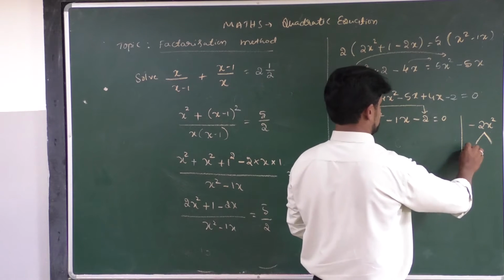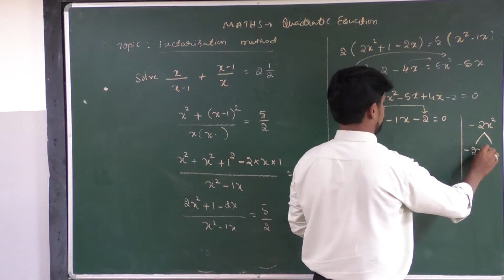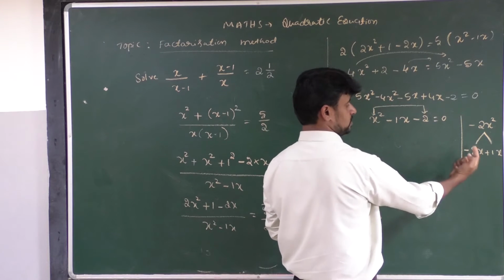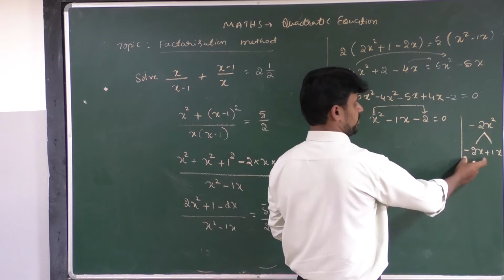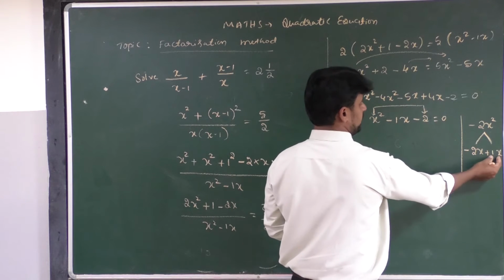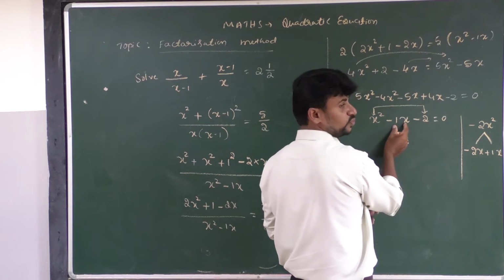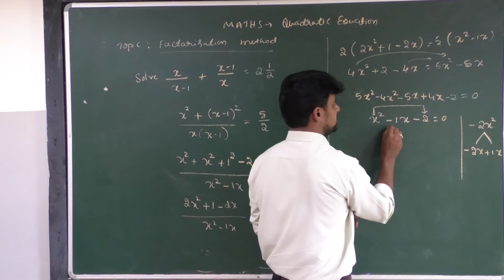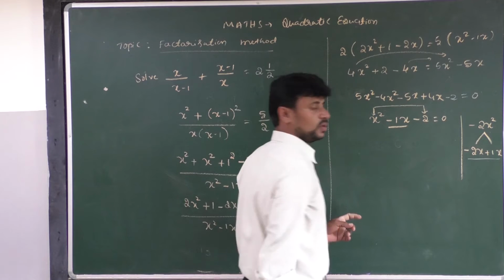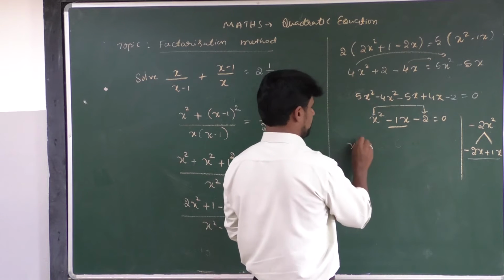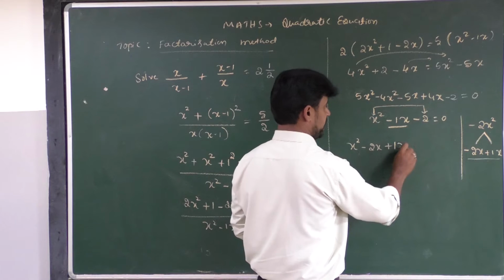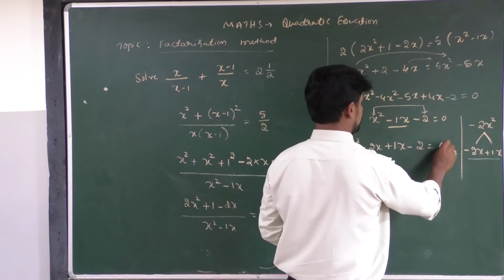2 1s is best. Okay, 2x plus 1x, plus into minus, minus, 2 1s are 2, x into x, x square. If you multiply these two, you will get minus 2x square. If you subtract 1x from minus 2x, you will get minus 1x. So you have to replace this minus 1x by minus 2x plus 1x. Then it becomes x square minus 2x plus 1x minus 2 is equal to 0.